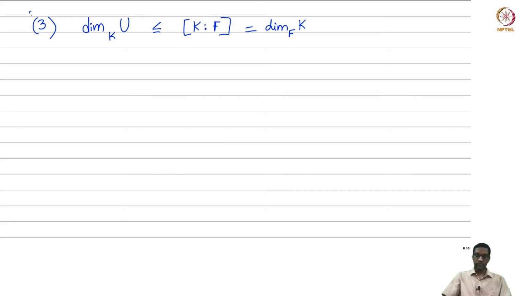So this is the third and important claim, that the dimension of this space U is at most the dimension of K over F. Now this requires a little proof, so let's prove this. U was the space of endomorphisms, and let me try and construct for you a spanning set of U which has cardinality equal to the dimension of K over F. So how are we going to do this? Let's pick alpha_i, for i from 1 to d, to be a basis of K as a vector space over F.